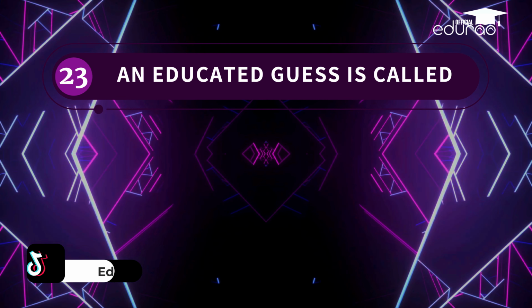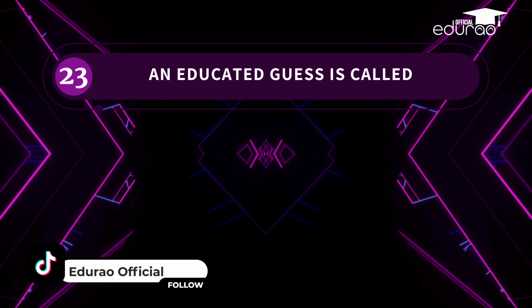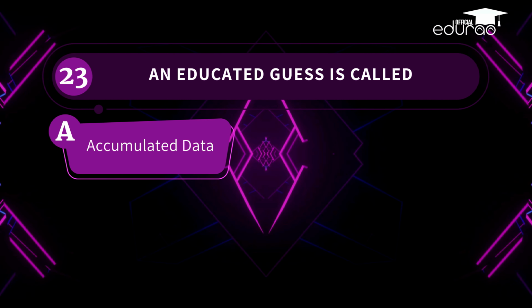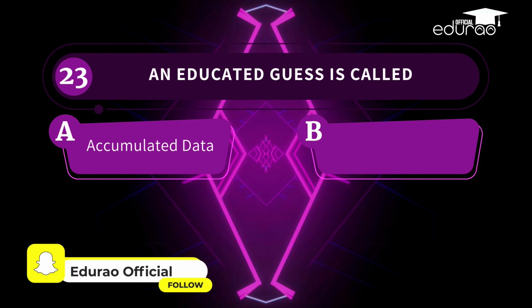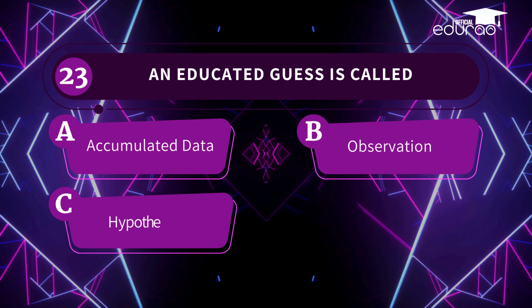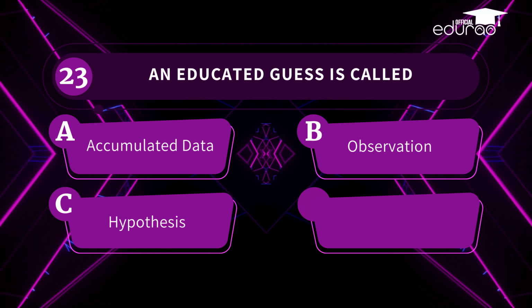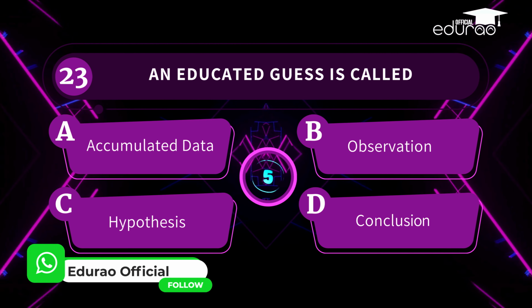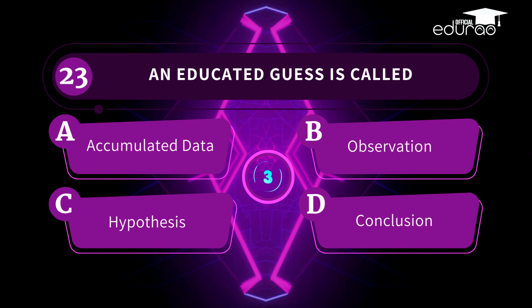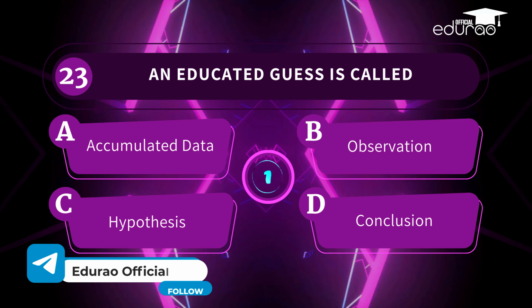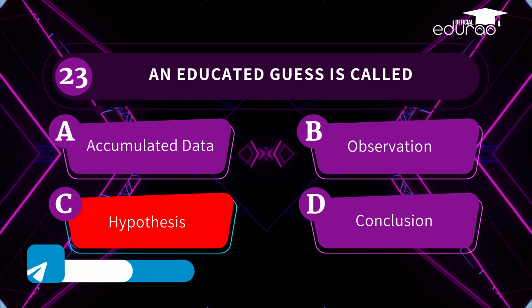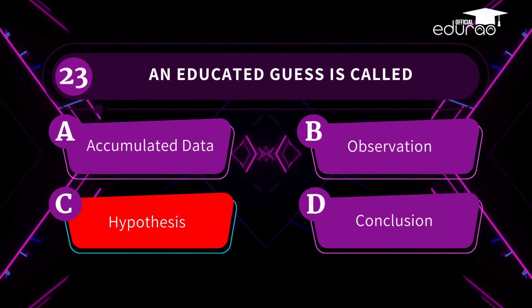Question 23. An educated guess is called A. Accumulated data, B. Observation, C. Hypothesis, D. Conclusion. I agree, you're correct. The correct answer is hypothesis.